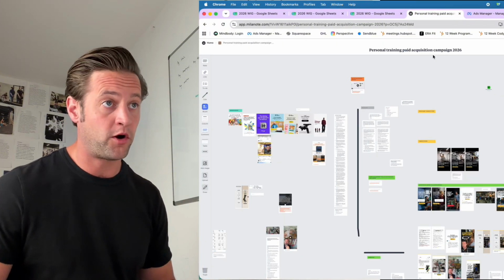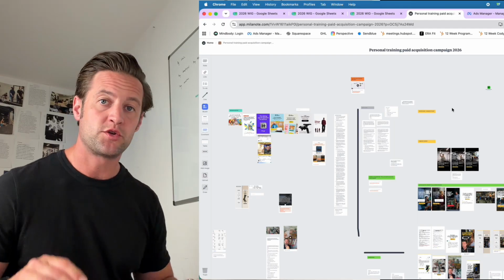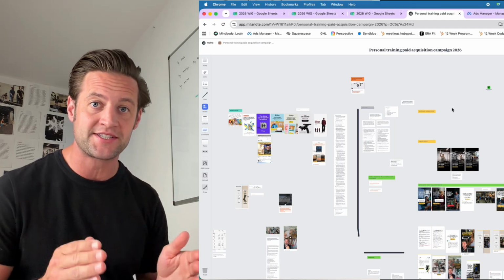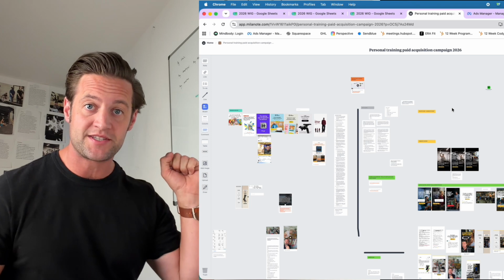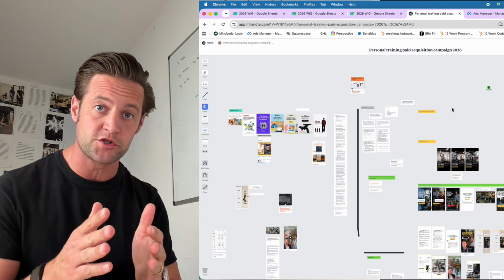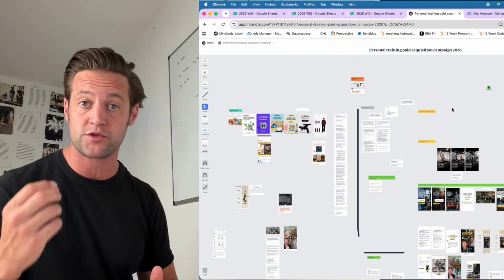Then it gets into the fun part of actually making the creative. So the most fundamental important thing is testing for message market fit. You've got a set of customers. You've got a set of universal problems that your product or service solves.